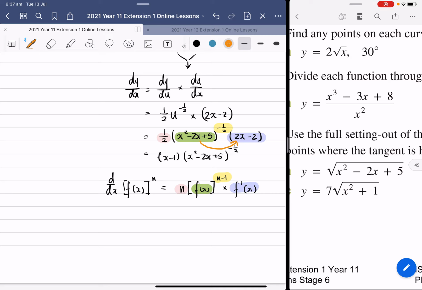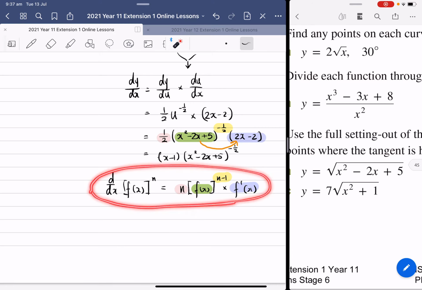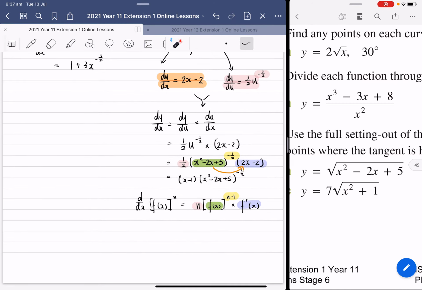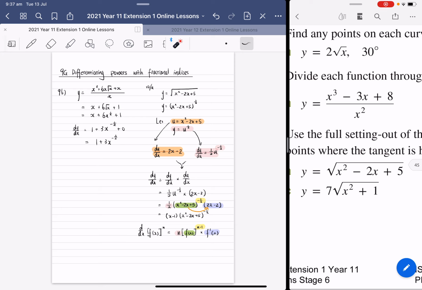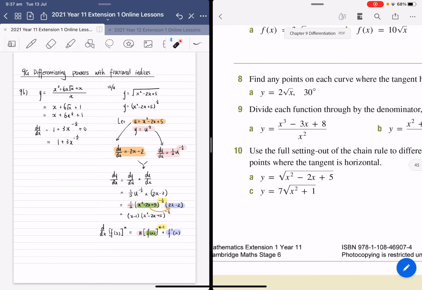So you can use this formula to do the differentiation much quicker than using the full setting out. But you do need to know the full setting out for certain questions later on when it comes to rate of change questions. So please do remember how to use the full setting out of the chain rule to set up the derivatives in questions like those. Okay, so that's question 10.